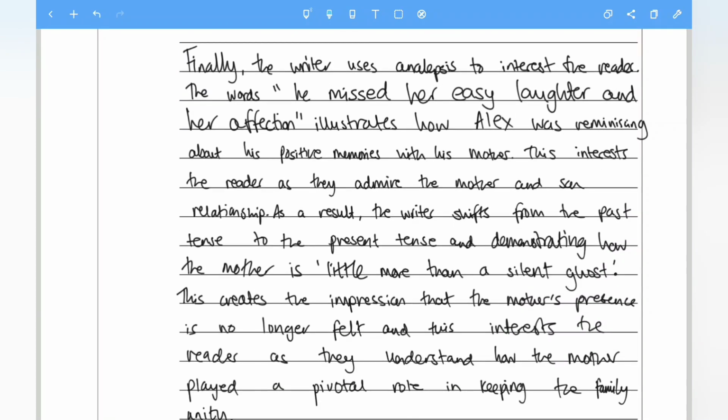And finally, the writer uses analepsis to interest the reader. The words "he missed her easy..." Oops, I think I just rubbed it out. The words "he missed her easy laughter and her affection" illustrates how Alex was reminiscing about his positive memories with his mother. This interests the reader as they admire the mother and son relationship.